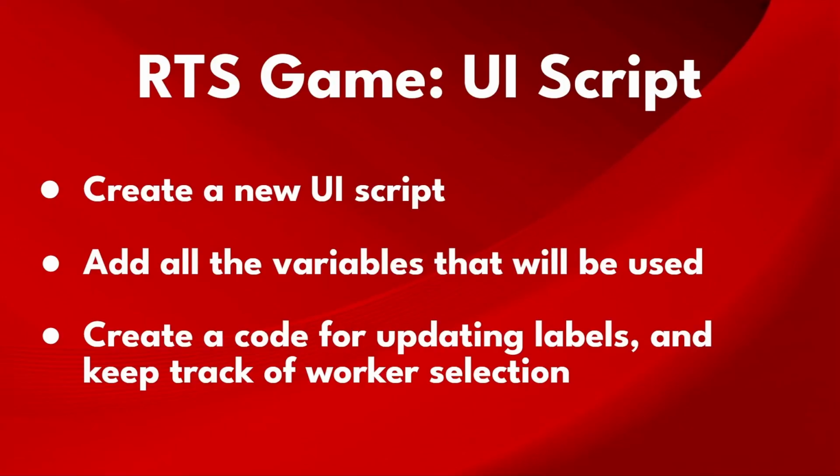All right, in this section, we're going to create the UI script. We're going to start off creating a new UI script and attaching it to our main UI node. Then we're going to go ahead and add all the variables that we will be using. Last but not least, we will create some code for updating the labels and keep track of the worker selection. Now let's go ahead and jump right in.